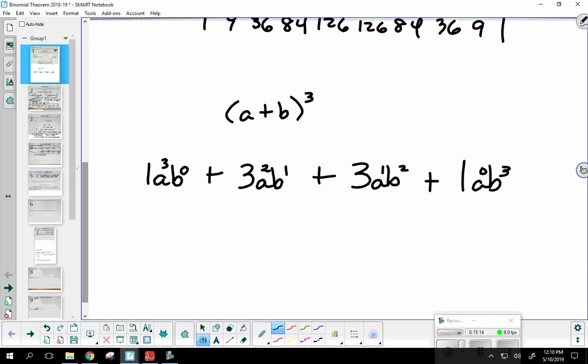But what's anything to the 0 power? That's just 1. So this first term, 1 times a cubed times 1, is just a cubed. Plus 3a squared b, plus 3ab squared, plus 1 times b cubed. There you go.